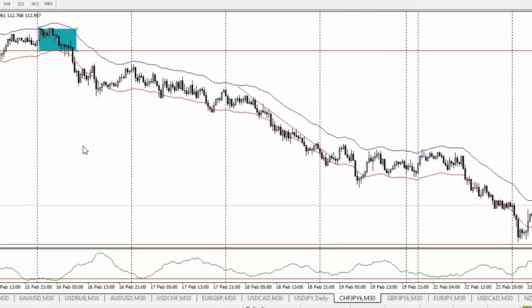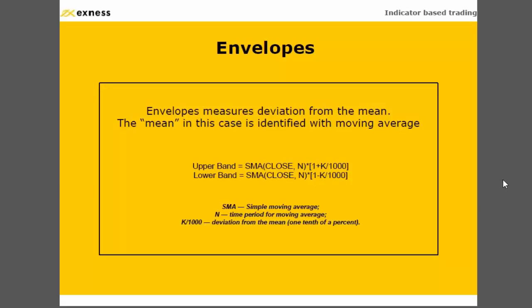I'll explain to you now how I apply this indicator in real-time mode.